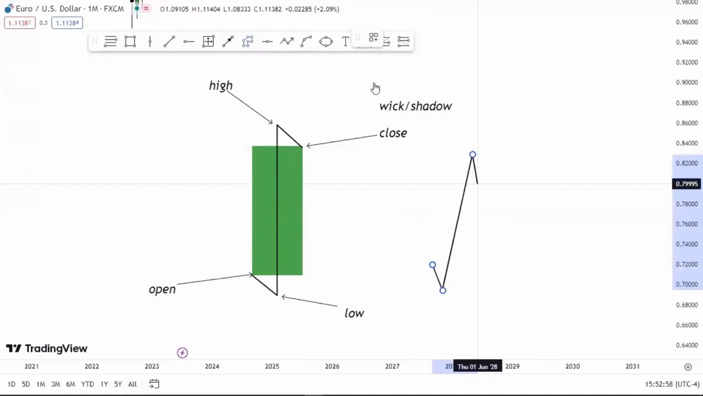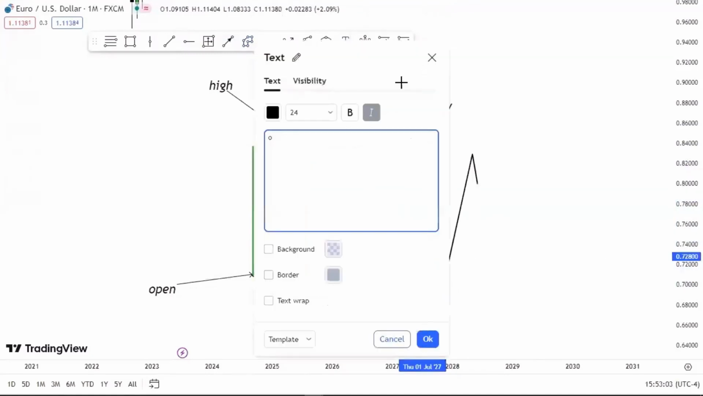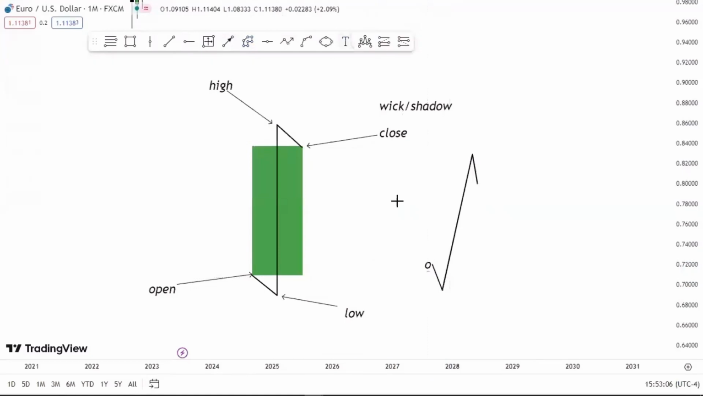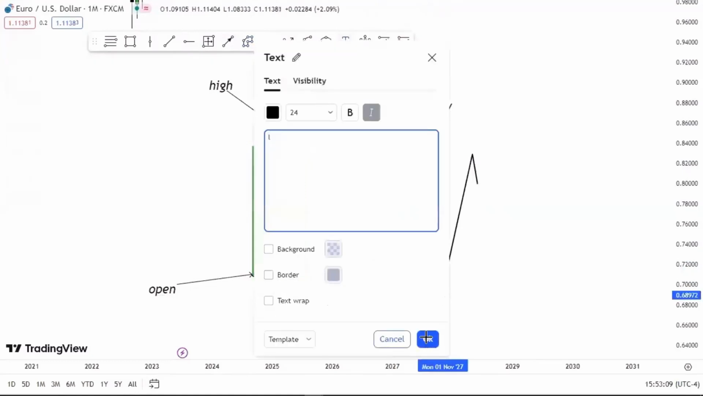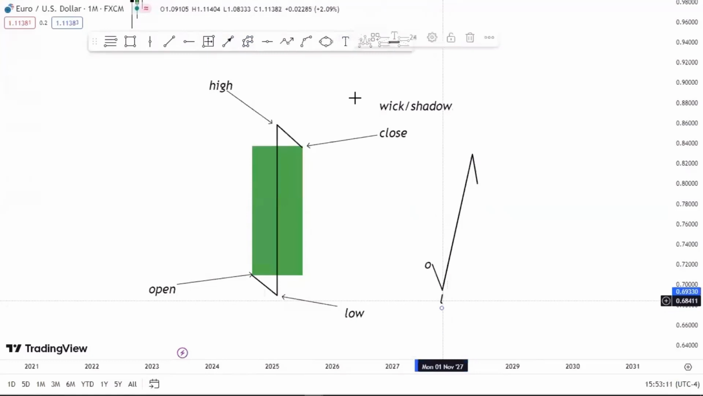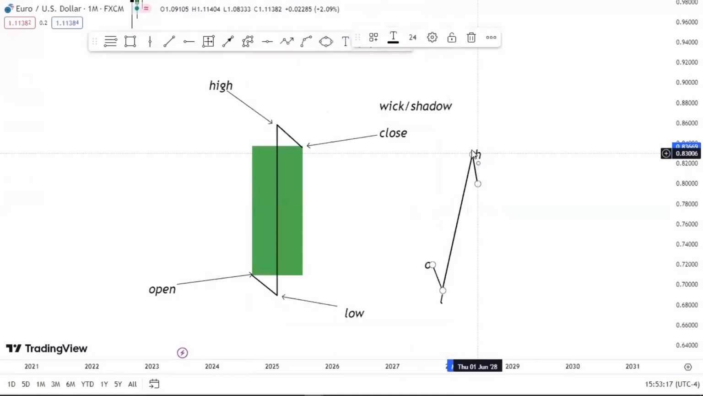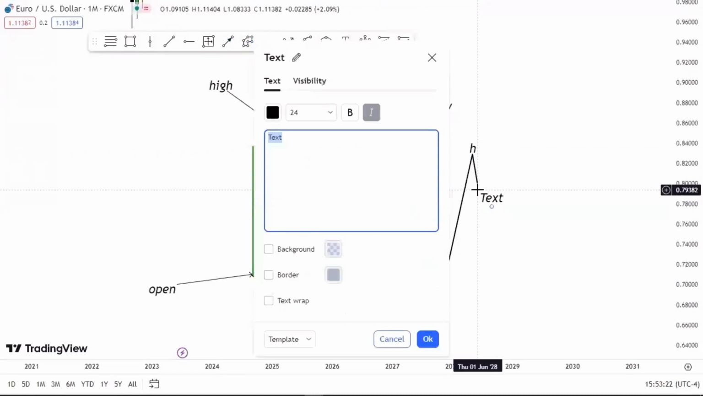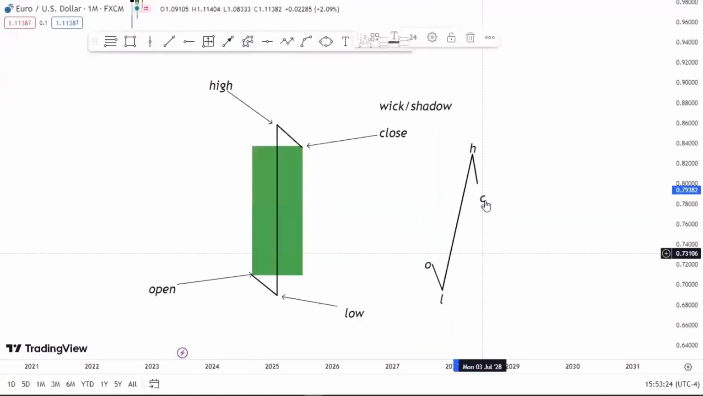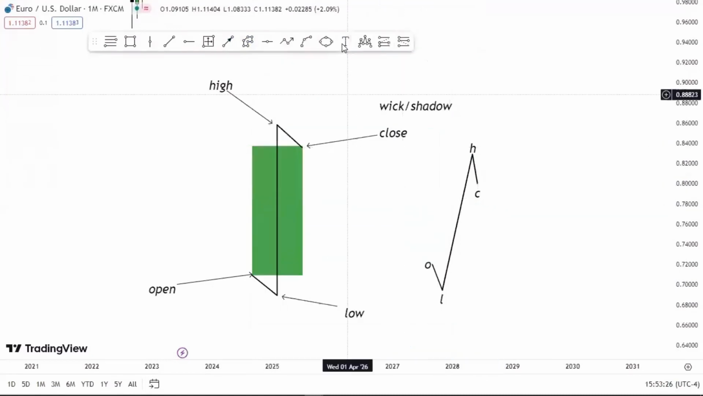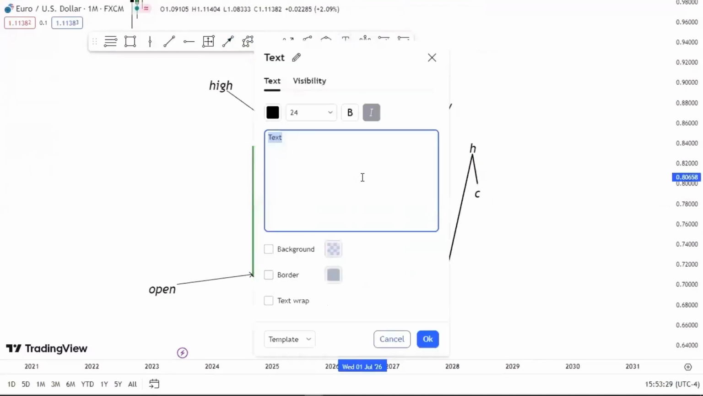This is what we refer to as what? Open, low, high, close. Open, low, high, close. And this is what we refer to as what? OLHC.